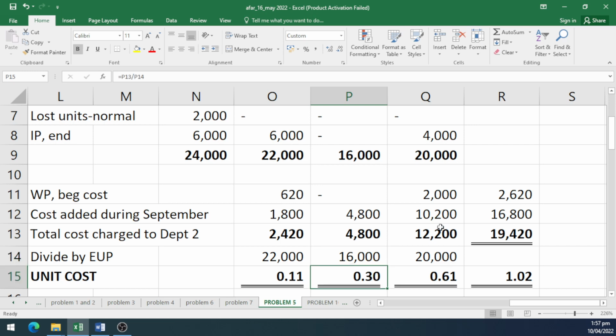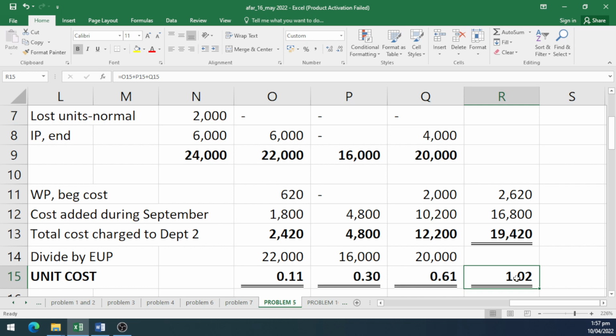For labor and overhead, you have there 2,000 cost of the beginning work in process. Cost added, 10,200. Total cost charged to Department 2, 12,200. Divided by EUP na 20,000. 0.61. And the total cost per EUP is 1.02. At kung ito ay average method, yan pong total cost per EUP, kung last department na, yan na rin ang cost per finished goods.